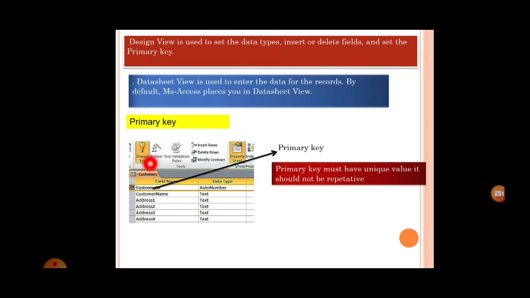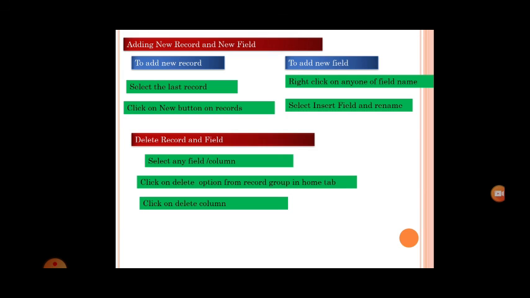Next is the primary key. The primary key must have a unique value that should not be repetitive. So for example, I have taken customer name. Customer name can be the same. Even the address will sometimes be the same. Phone number can also be the same. But the ID should not be the same. So that I have chosen as the primary key.